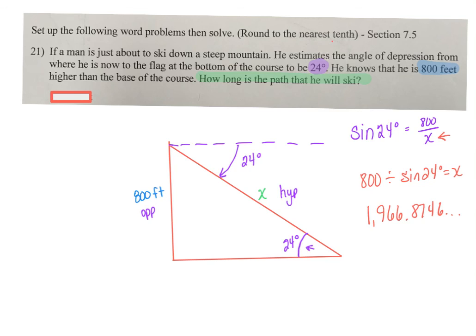It wants it to the nearest tenth. So I'm going to look at my tenth place right here and look at the number next to it. It is greater than 5, so I'm going to round up. So my final answer here is going to be 1,966.9 feet.